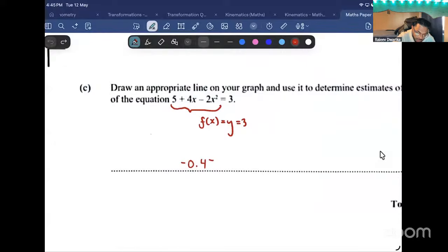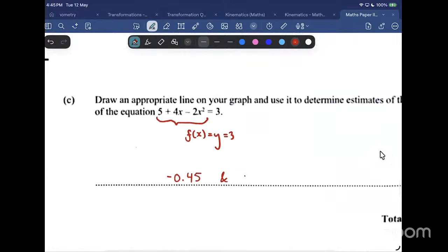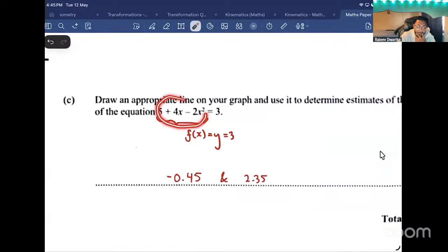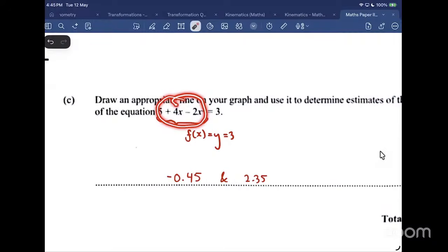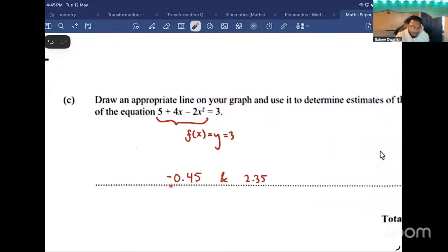And do you guys want to see a quick way to check if your answer is correct? Again, this is a function. When you plug the x value into a function, you should get the y value. What are they setting the y value to? 3. So when I input these values into my function, I'm supposed to get approximately 3.